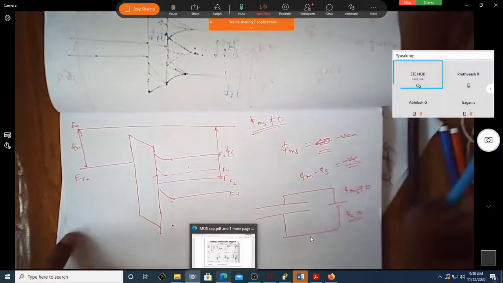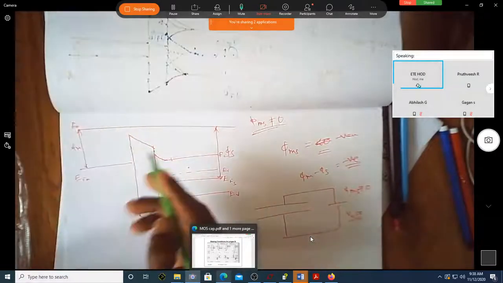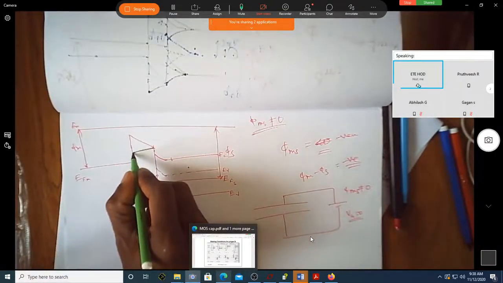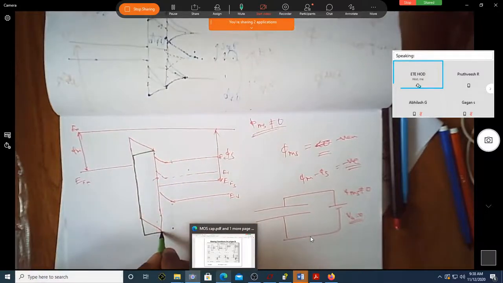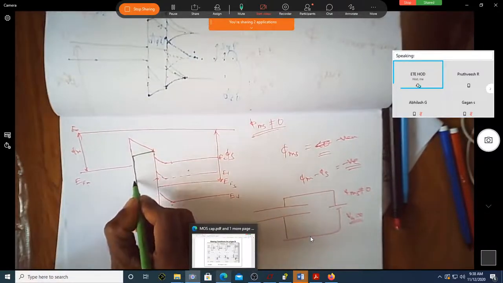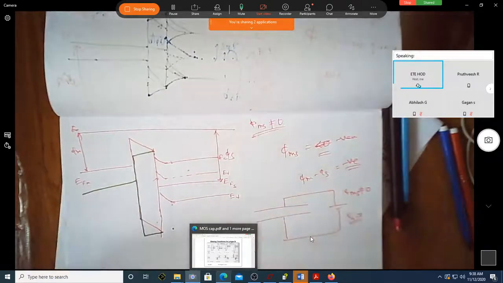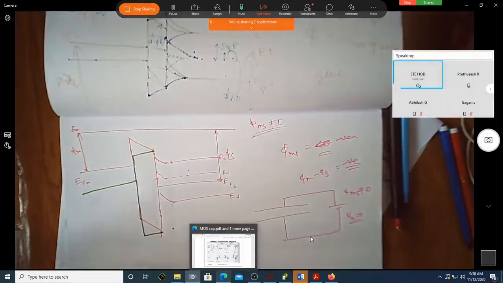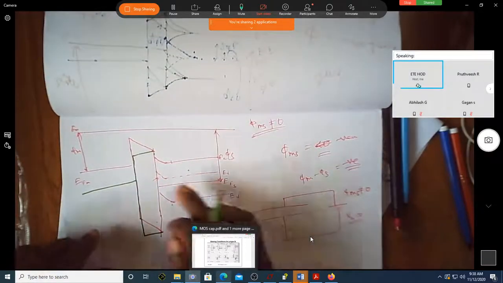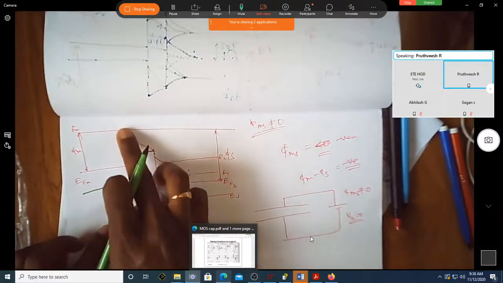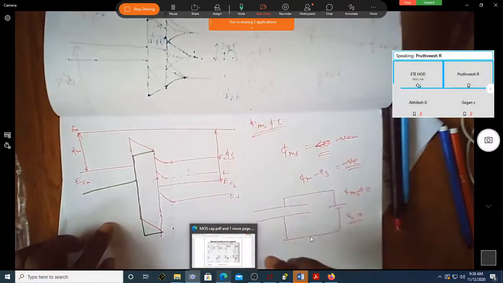Now I should make the band flat. So what do I have to do? I have to make this band flat, something like this. When I make it flat, I need to apply some voltage. With Vg equal to 0, this was the case. You can see it is already bent.